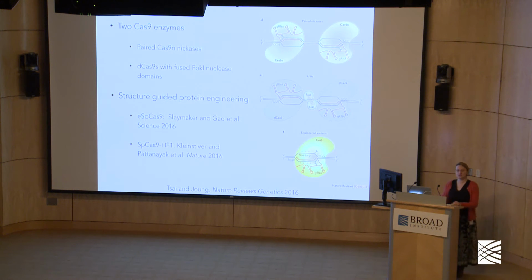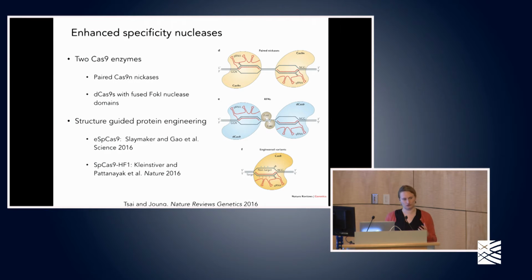And so in many cases, enhanced specificity, or having a strong specificity, so low off-target activity, is critical for your experiment. And there are two main methods that you can use to have the highest specificity in your genome editing experiment. The first is that you can use a two-Cas9 enzyme system. First, we have paired Cas9 nickases.